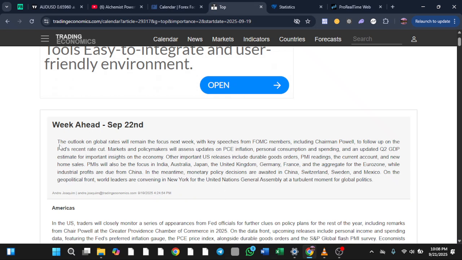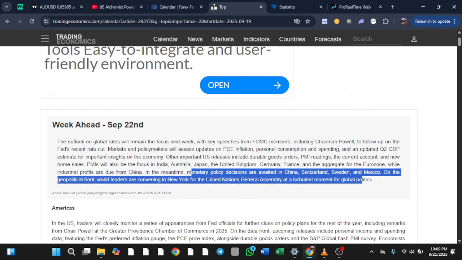So this week, the focus for next week is FOMC members. Powell will be giving a speech, a follow up of the recent cut which had happened. We will have the PCE, and then we will have a lot of PMIs from Australia, Japan, UK, and Europe generally. And also in the meantime, we'll be looking at monetary policy decisions, China, Switzerland, Sweden, and all that.